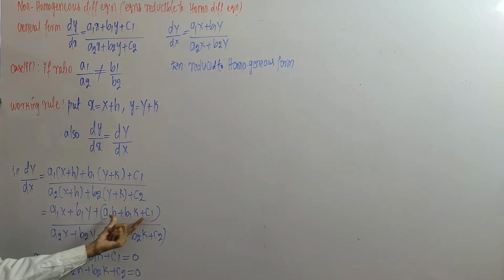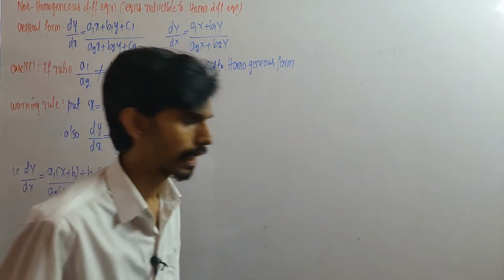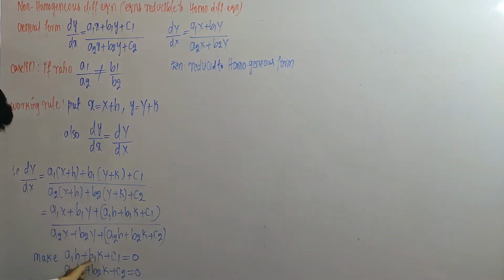Now we have to make these two constant terms equal to 0, that is, we are selecting the values of h and k so that these two terms will become 0. If I solve these two, we will get the values of h and k, and if I substitute those values here, this complete term will become 0. Then we are left with this term.